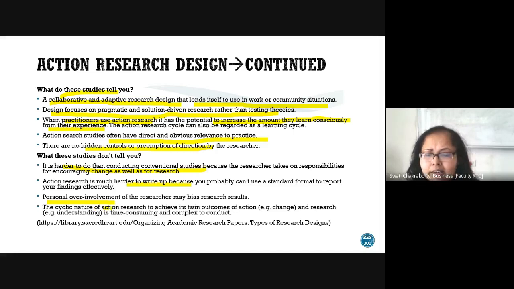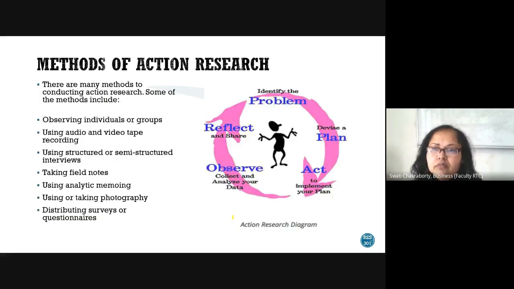And the cyclical nature of this research to achieve twin outcomes, one is action, that's change, and the other is research, that is understanding, is time consuming and complex to conduct because you're looking out for two different outcomes, action as well as research.